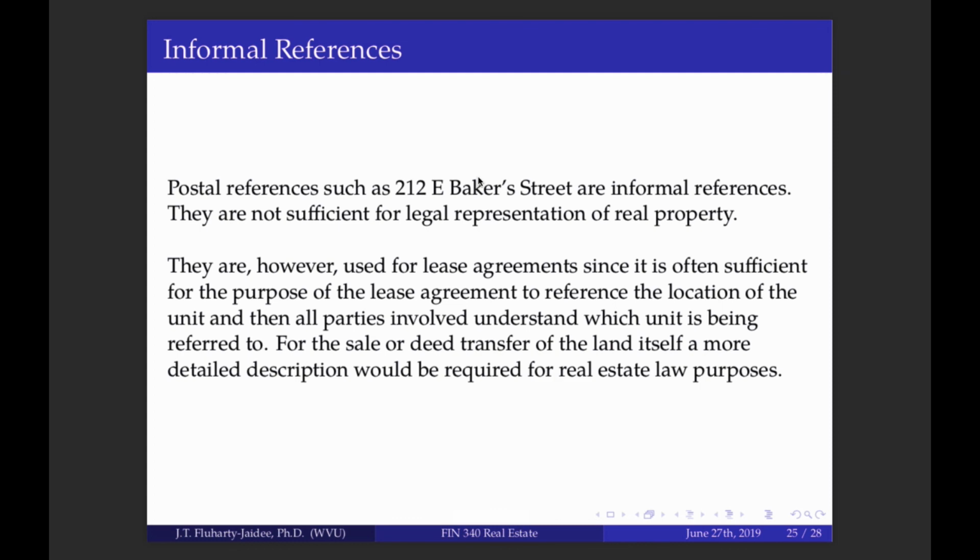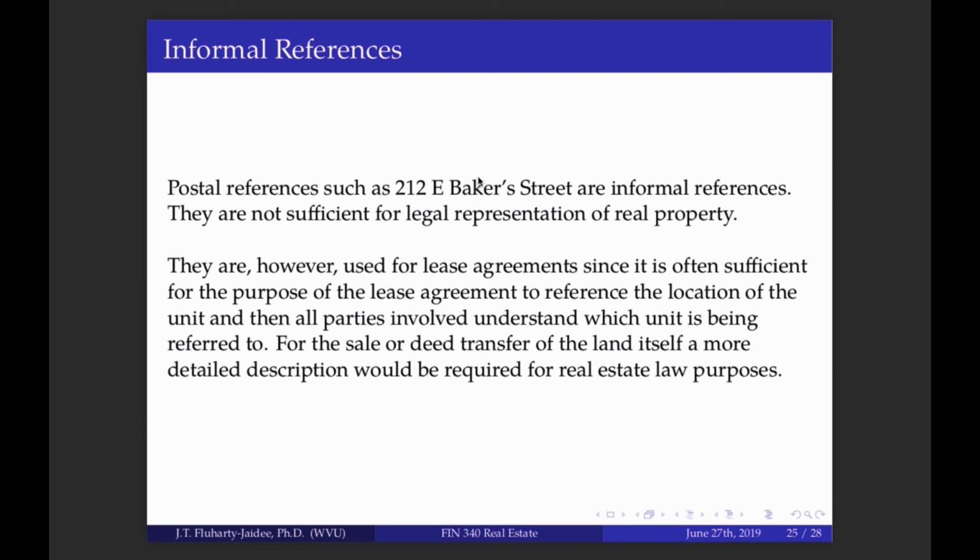Informal references, okay, are typically used for postal service uses and also for lease agreements. We do not use them for formal real estate agreements for sales or deed transfers because they're not specific enough. But for the purpose of real estate, it is easy enough for us for the leases to say within the lease agreement we are talking about unit number 2 in 212E Baker Street. We now know which unit you are talking about, and it is sufficient for the court to determine that a lease agreement has occurred for that condominium or that apartment unit.